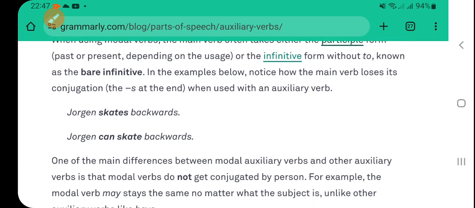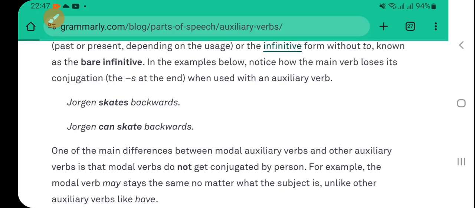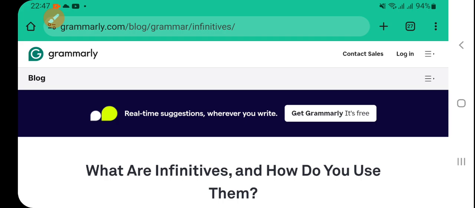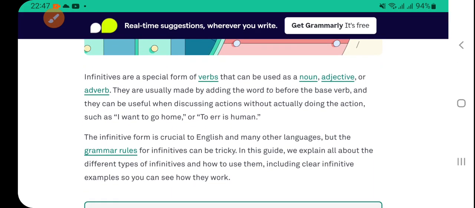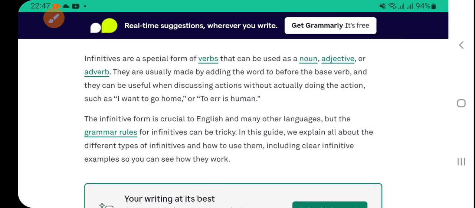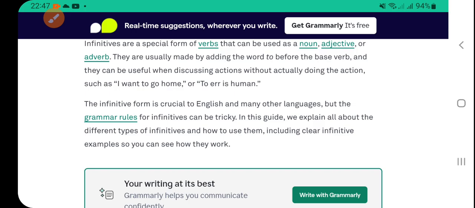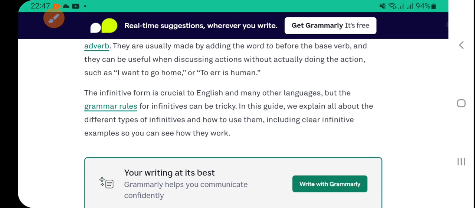Or the infinitive form, which is to go, to write, to laugh, that is called infinitive. So what is an infinitive here? Infinitives are a special form of verb that can be used as a noun, adjective, or adverb. They are usually made by adding to, I told you, to before the base verb, and they can be useful when discussing actions. To err is human, right?